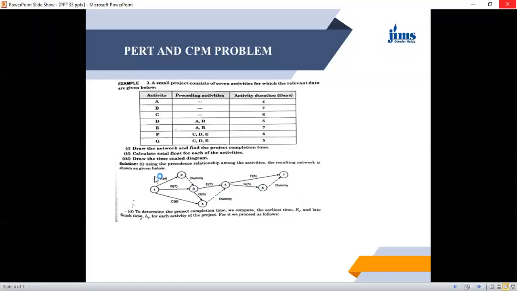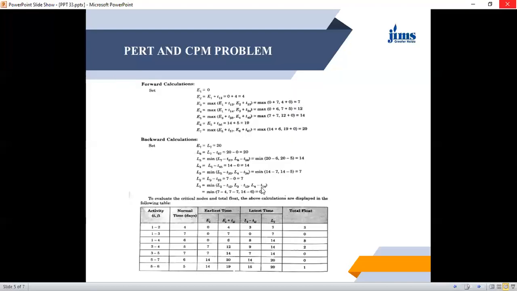At node 1 you have activities 1 2, then 2 3, and another 1 3. So the maximum of E1 plus T13 or E2 plus T23. E1 is equal to 0 plus 7, and another is 4 plus 0. So 4 days and 7 days. So the maximum is 7 days. So we consider E3 is equal to 7 days.